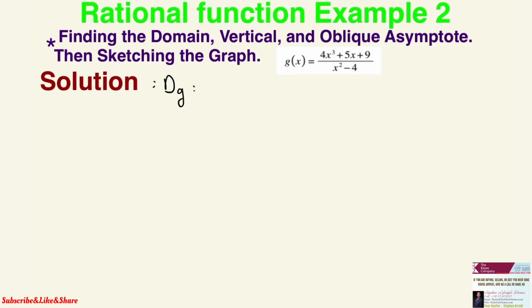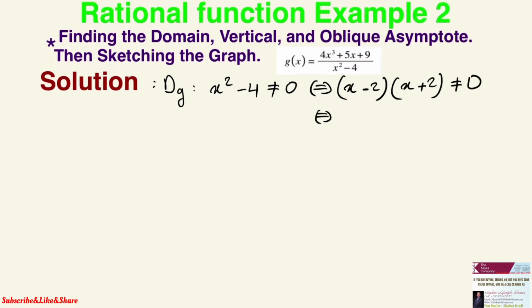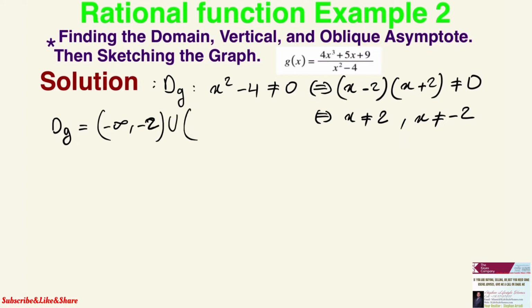How we can find it is the same thing. We find where the restrictions are. The bottom shouldn't be equal to 0, therefore x squared minus 4 shouldn't equal 0, and x minus 2 times x plus 2 shouldn't be equal to 0. Therefore x shouldn't be equal to 2 and x shouldn't be equal to negative 2. Therefore the domain of g is minus infinity to minus 2, union minus 2 to 2, union 2 to infinity. This is the first answer, the domain.